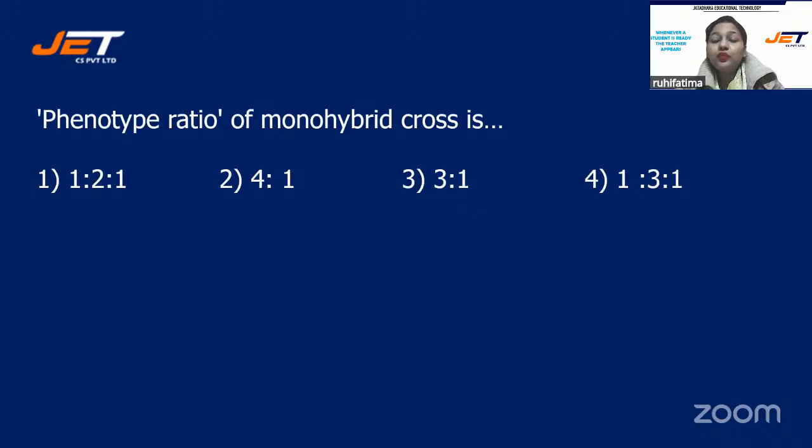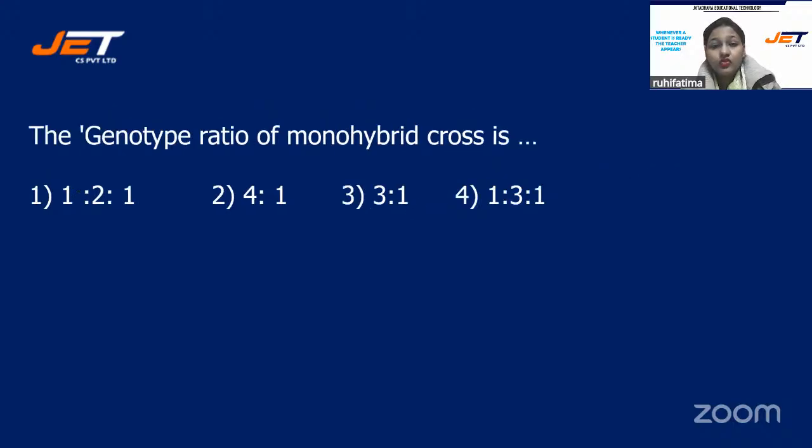Phenotype ratio of monohybrid cross is 1:2:1, 4:1, 3:1, or 1:3:1. Yes, students, the correct answer for this question is option number 3. All right, those who have selected option 3, you all are correct. Well done. Next question, students.